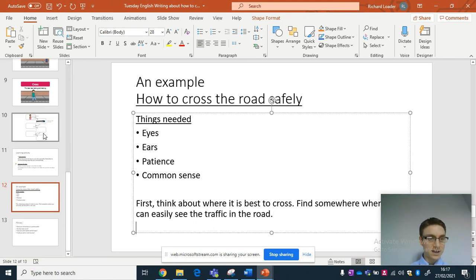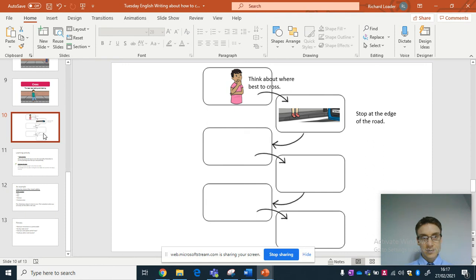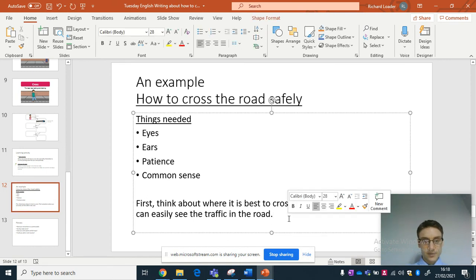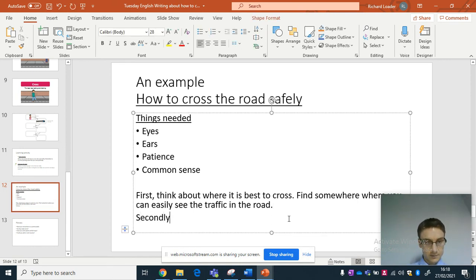So then I'm going to go back to my plan sheet. Right, okay, it says stop at the edge of the road. So I need a time connective to start off with. So secondly, wait at the edge of the road. Right, 8 words. Secondly, wait at the edge of the road.